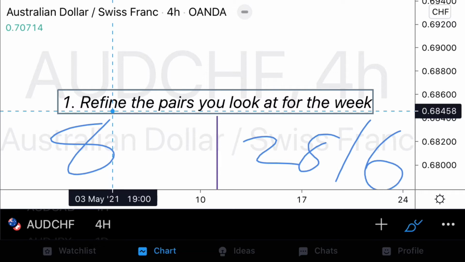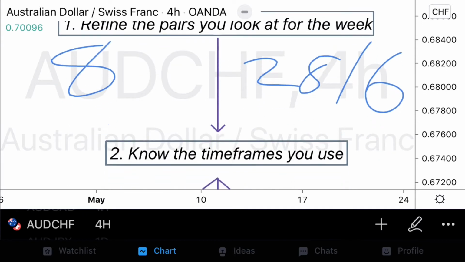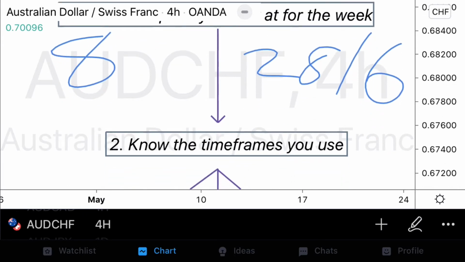Now that is the first step guys. We want to refine the pairs that we're looking at. We don't want to look at too much information. Now let's go on to the second step. Now the second step is that we need to know the time frames that we use.